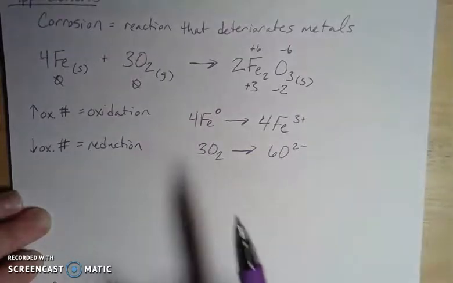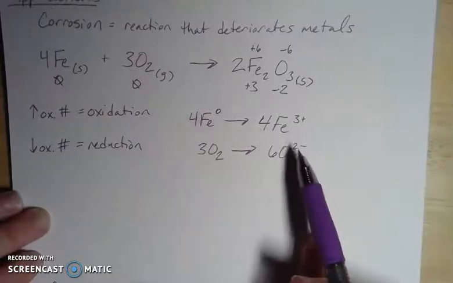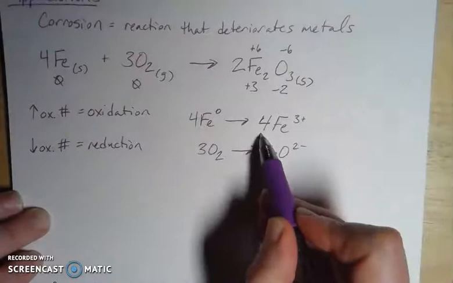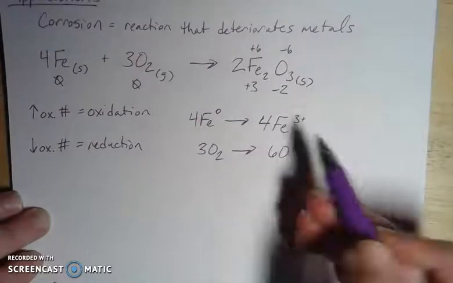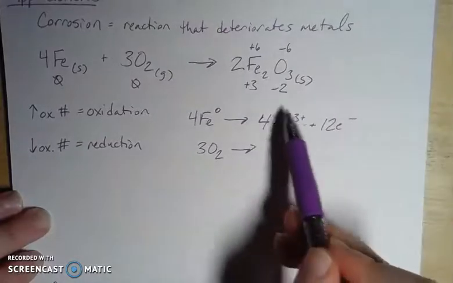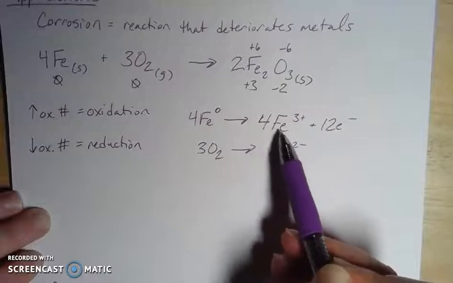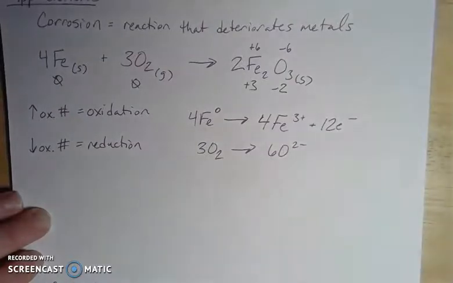Okay, so what's happening? How many electrons are moving around in this process? Oxidation is loss. So if I take my coefficient times my charge, that tells me how many electrons are lost. For each iron atom, I've lost 3 electrons. There are 4 iron atoms, which gives me 12 electrons lost.